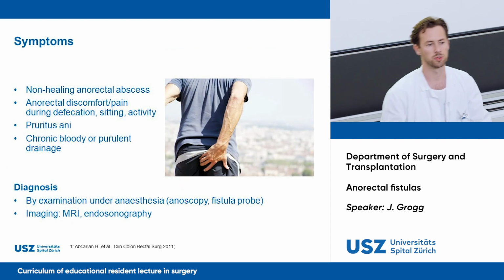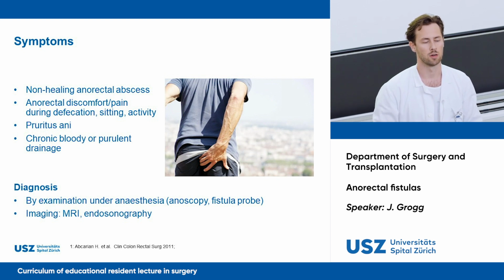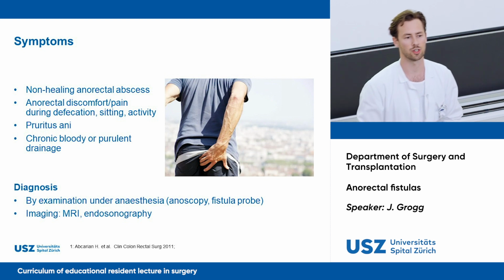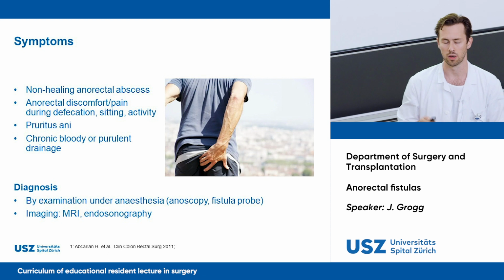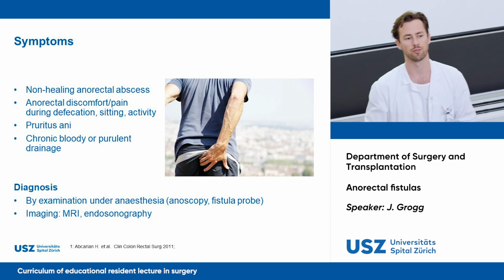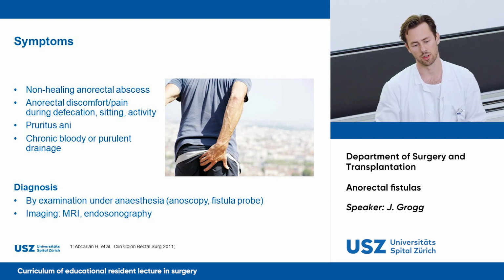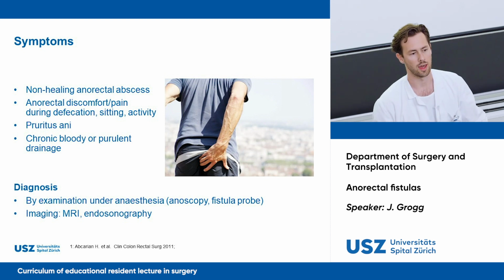The patients usually present with non-healing chronic anorectal abscesses. With that, they have anorectal discomfort or pain during defecation, sitting, or other activities. Depending on how bad the infection is, they can also have fever and swelling. Also, with the chronic irritation of the skin, the patients usually present with pruritus ani, with itching skin. And of course, there can be bloody or purulent drainage from the fistula canal.